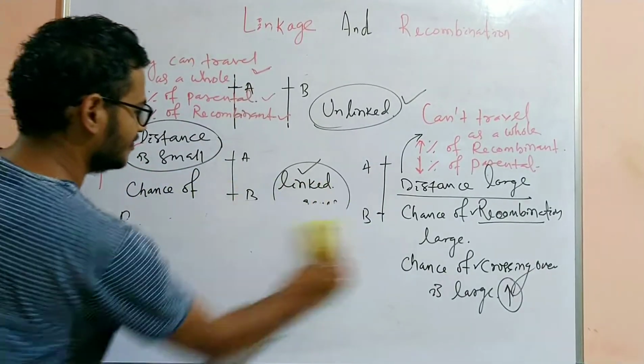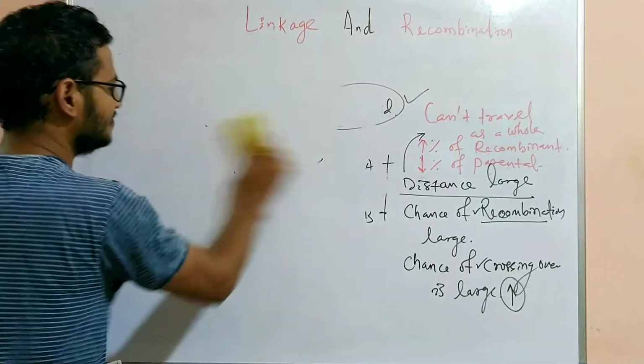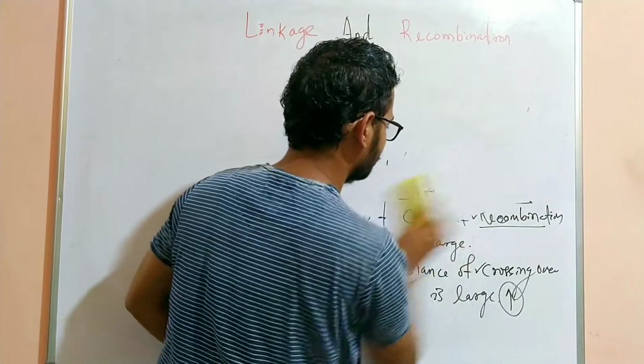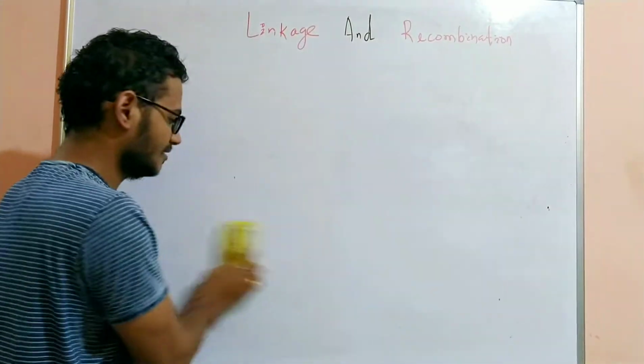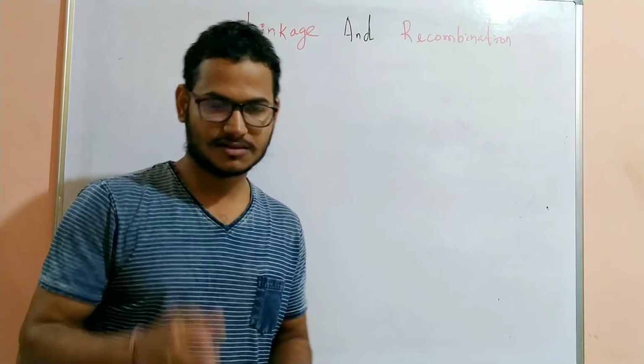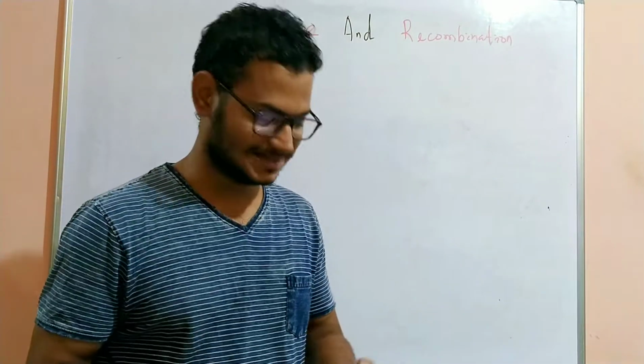So concentrate here, note down these important points. From these details, we can summarize the idea of linkage and recombination. Linkage, crossing over results in recombination. So how will we summarize them?